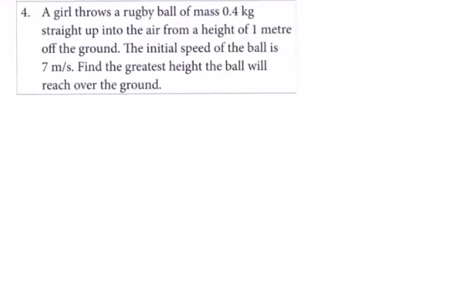Question 4, a girl throws a rugby ball, mass 0.4. So we have an m here that's not just m, 0.4. Straight up into the air from a height of 1 meter. And so let's say it goes from here up into the air. It's going to reach this greatest height. So we have scenario 1 over here and scenario 2 over here. So at the greatest height, we know that the speed becomes 0. We're looking for this height.